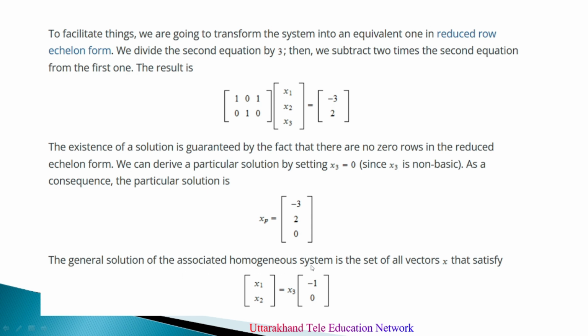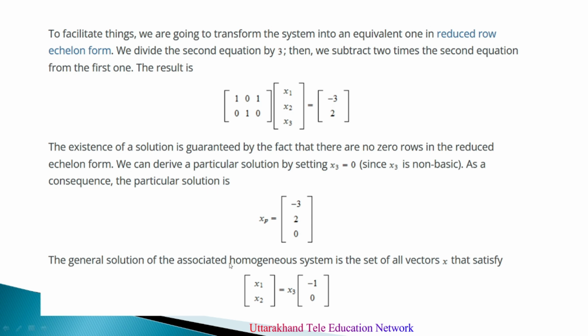What is the associated homogeneous system? The associated homogeneous system is what you get if you make the right-hand side 0, and then it becomes homogeneous. And how do we find a general solution of the associated homogeneous system? Suppose x1 plus x2 is equal to 0, so we can say the general solution is x1 equals minus x2. We will have infinitely many solutions. Whatever we assign to x1, the same will be assigned to x2 with a negative sign. So this is how to get the general solution.